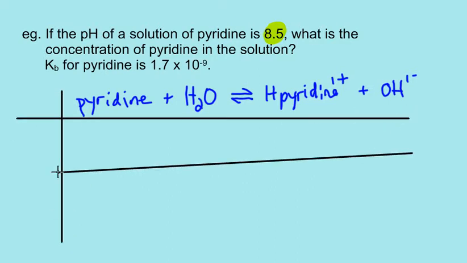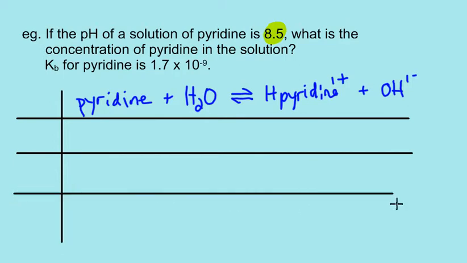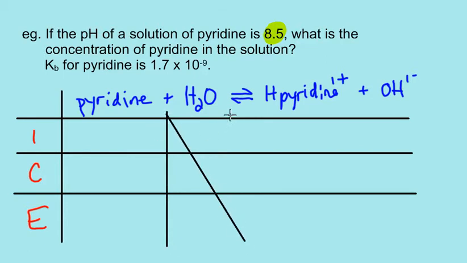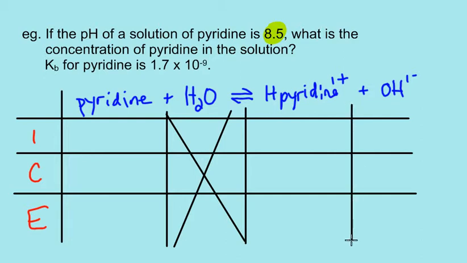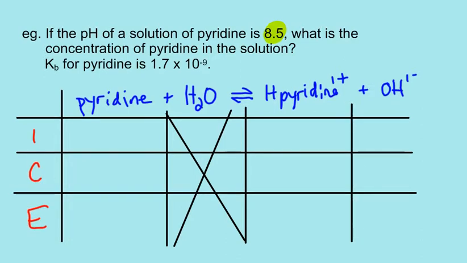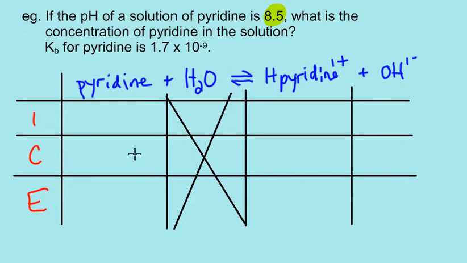I'm just going to use the equation itself to help me set up the ICE table. So let's see, we've got initial, change, and equilibrium concentrations. We know we're not going to include water since water is a liquid, so I'm going to cross that right out. And we're interested in the concentrations of the other things here in order to help us solve the problem.